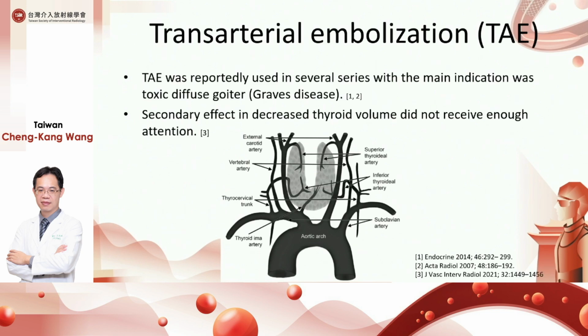So how about thyroid TAE, transarterial embolization? In several previous studies about TAE, the main indication was toxic diffuse goiter, and it can improve the thyroid function. But interestingly, the secondary effect of decreased thyroid volume did not receive enough attention decades ago. The target of transarterial embolization for thyroid nodule goiter is the bilateral superior thyroid artery because they supply more than 70% of the blood supply of the thyroid nodule goiter.